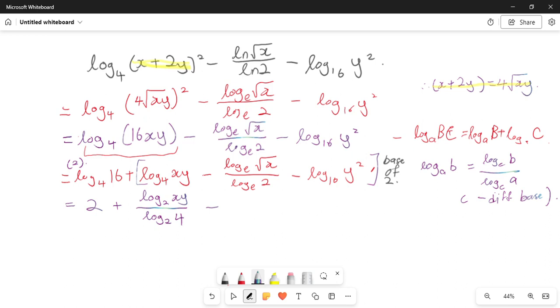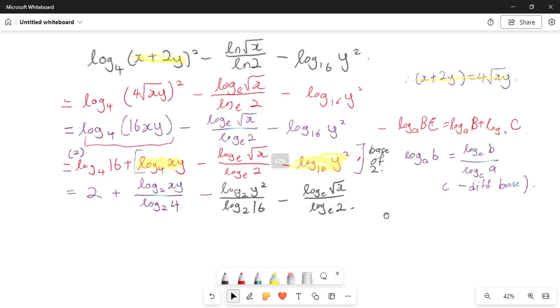How about we try this part, we don't change, just change this and this. So minus log 2 y squared over log 2 16 minus, copy again, log e root x over log e 2. So I need more space, give me a second.